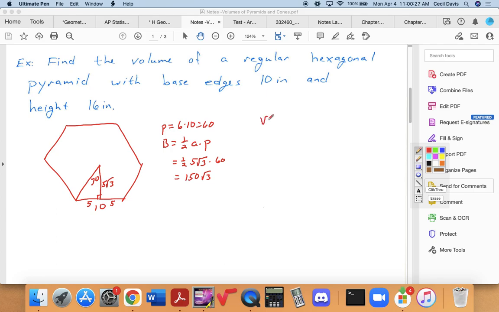Then the volume is 1/3 the area of the base times the height of my pyramid. So it's 1/3 of 150 square roots of 3 times the height, which is 16. 1/3 of 150 is 50. 50 times 16 is 800. So it's 800 square root of 3 cubic inches.